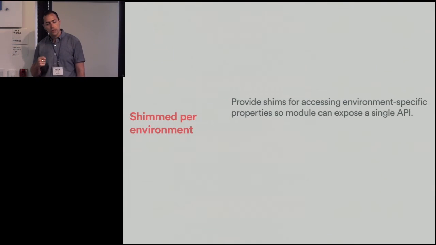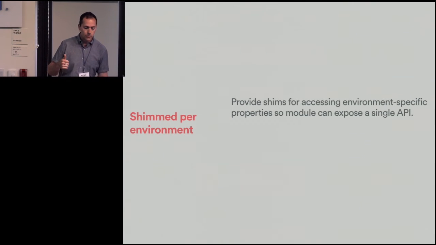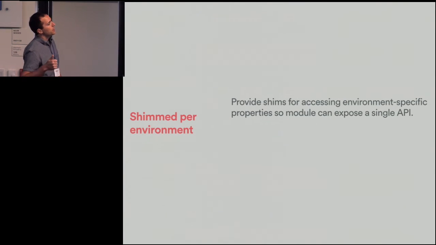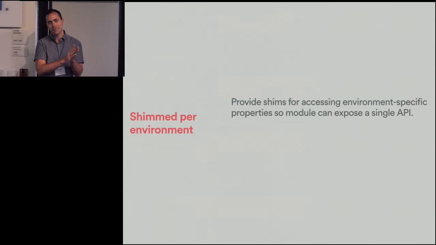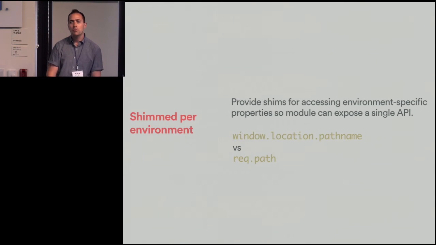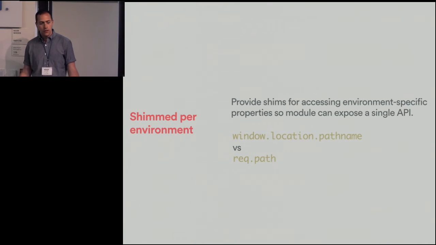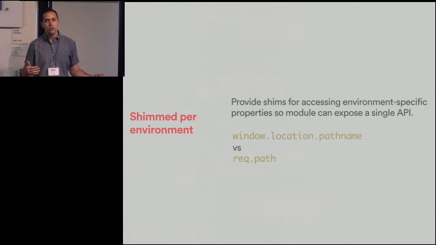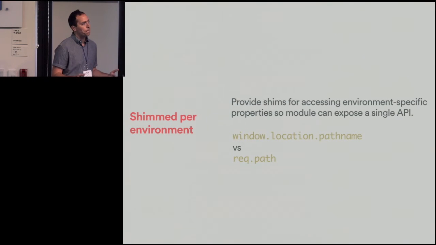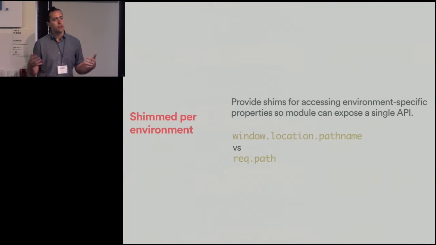So the next category is shimmed per environment. These are libraries that provide shims for accessing environment-specific properties, so a module can expose a single API for both environments. For example, if you were building a routing library, you would need to abstract out the difference between, in the client, accessing window.location.pathname, but on the server side, accessing request.path. But you still want your module to expose the same API for both sides, so the consumer of that module doesn't have to know.